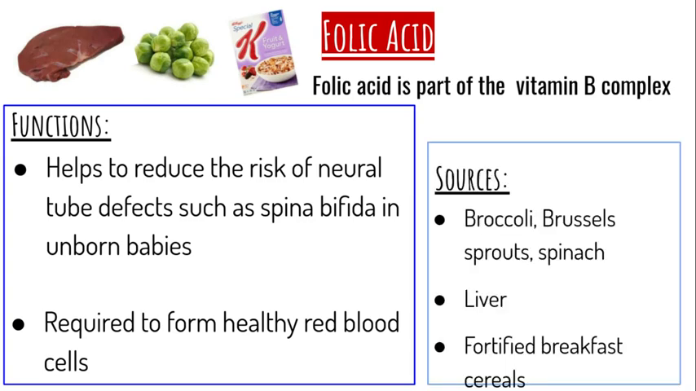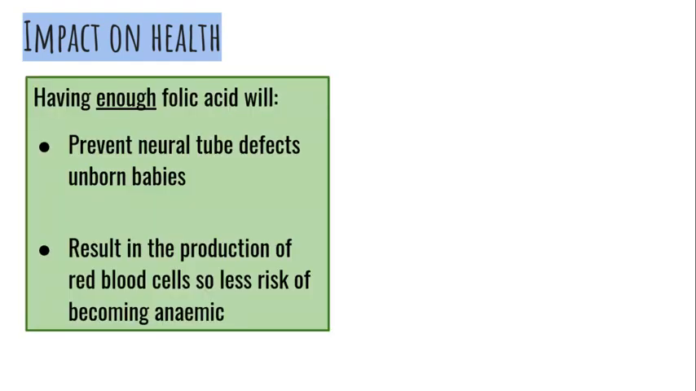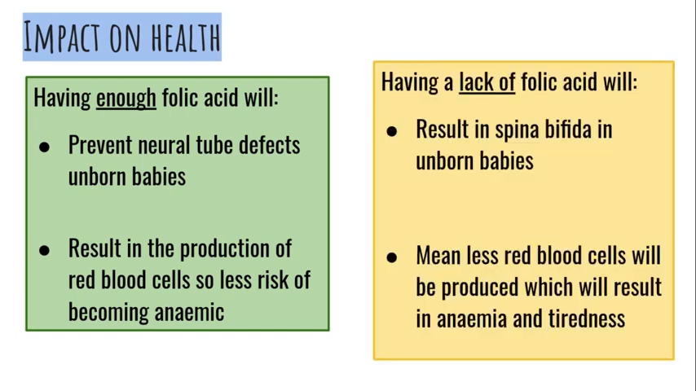The sources of folic acid, it's found in dark green leafy vegetables such as Brussels sprouts, broccoli and spinach. It's in liver as well, and it's also in fortified breakfast cereals again. So the impact on health of having folic acid or not having enough folic acid in the diet. So having enough will prevent neural tube defects such as spina bifida in unborn babies. So it's important for pregnant women to have enough in their diet. And it results in the production of red blood cells, so you're at less risk of becoming anemic. Having a lack of folic acid will result in spina bifida in unborn babies, and it might mean that less red blood cells will be produced, which will result in anemia and tiredness.